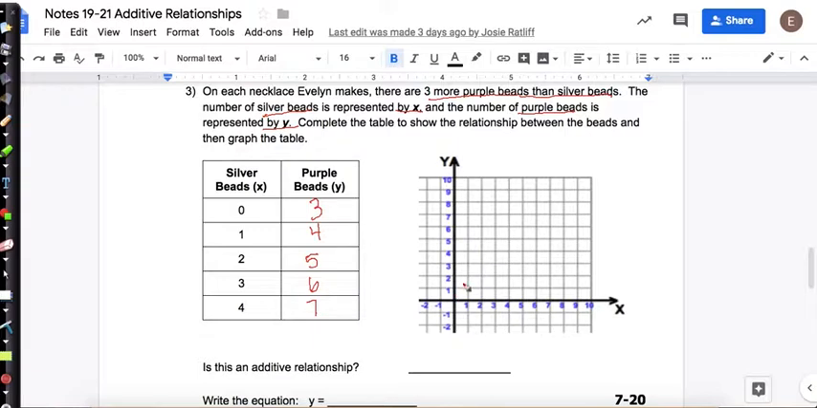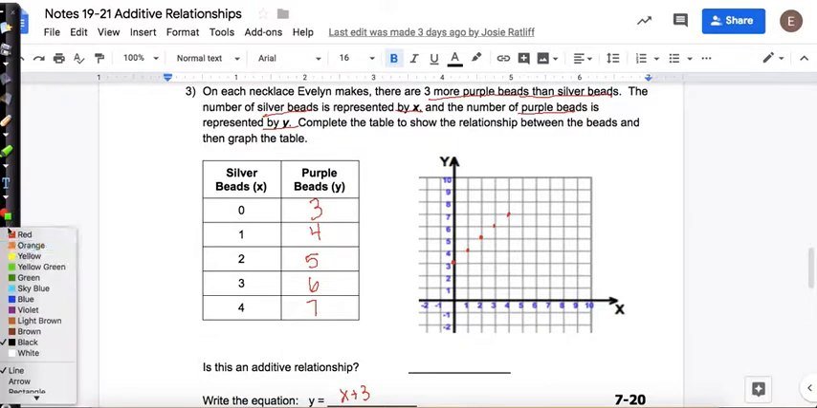So let's graph that. And you probably already came up with the rule. What are we doing to the x to get to the y? We're adding 3. So x plus 3. But I'm going to show you some other ways you could have come up with that. So we have 0, 3; 1, 4; 2, 5; 3, 6; and 4, 7.